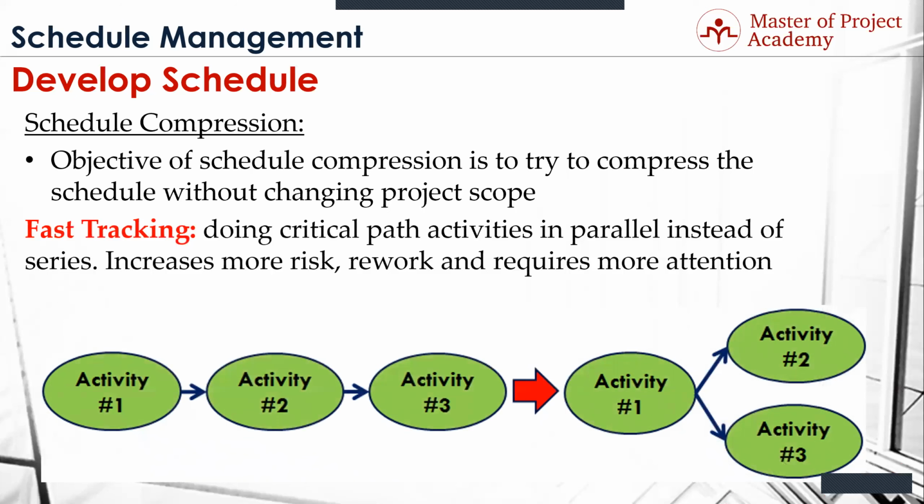We've got activity 1, 2, and 3, and then to fast track it would be on the other side of the red arrow. We're going to do activity 1, but we're going to start 2 and 3 at the same time. Okay? Fast tracking, a method of schedule compression, one of the two.